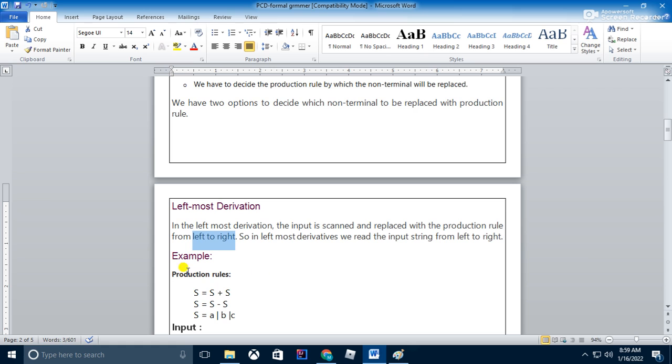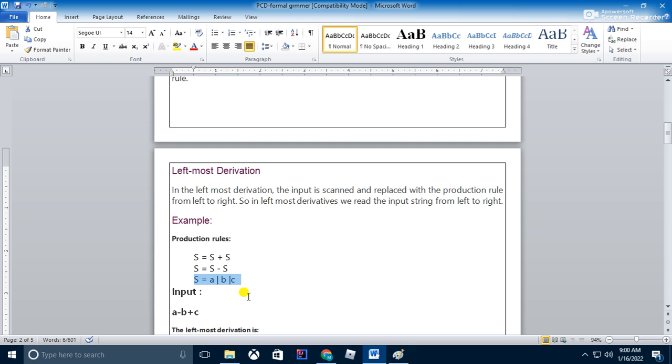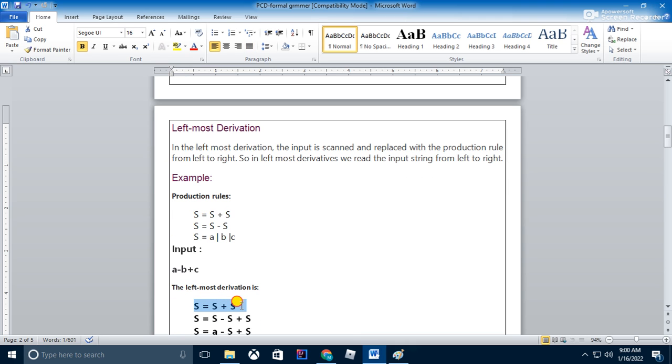For example, we have the production rule S is equal to S plus S, or S can take the value of S minus S, where S is a non-terminal and S can have the values of A, B and C. Suppose the input string is A minus B plus C. Now see the leftmost derivation process.